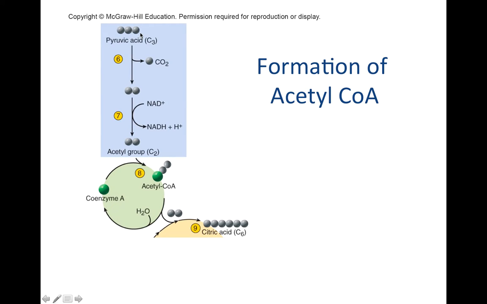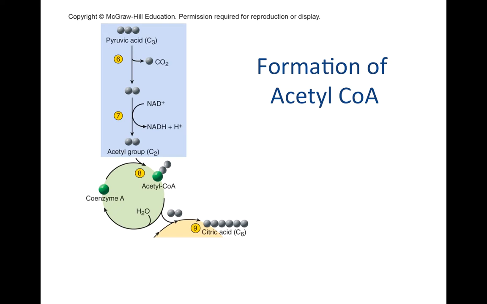Pyruvic acid, which we got from glycolysis, is a 3-carbon molecule. Each carbon is symbolized by these gray dots right here. The first thing you're going to do is take off a carbon, and this carbon will be removed and bond with oxygen to form carbon dioxide. So here is carbon dioxide, metabolic waste product. You have 2 carbons left from pyruvic acid after taking that one off. Now you're going to oxidize it. This molecule will be oxidized, which means it will lose electrons.